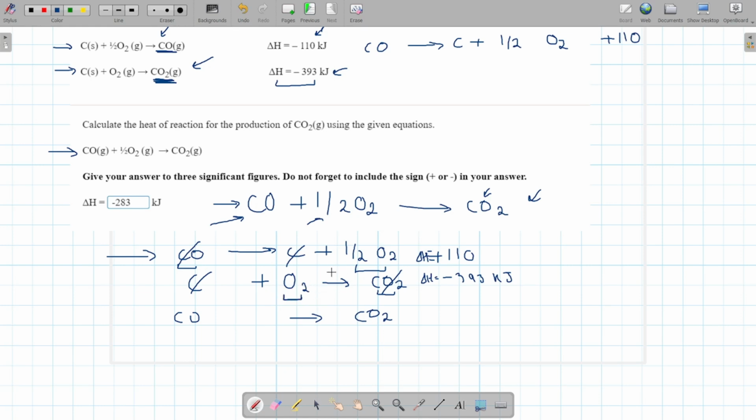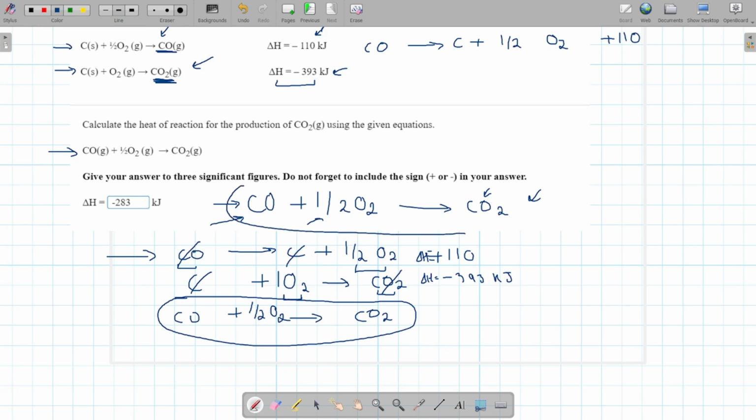So anyway, we have to subtract it, right? Always the left one minus the right one. And this is 1 O2. 1 O2 minus half O2 is going to be half O2. Is my initial reaction the same as the final reaction they wanted me to find? Yes, it is. So what do I do to the energies now that I know they're the same? I do 110 minus 393, and I get minus 283.